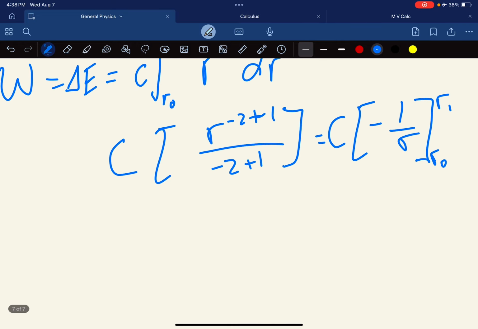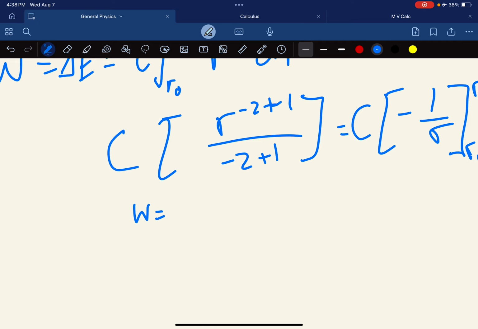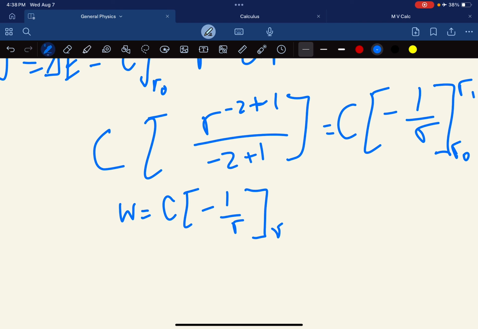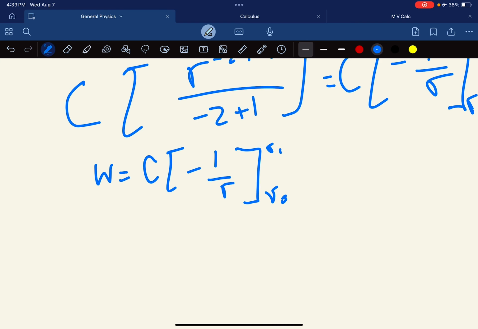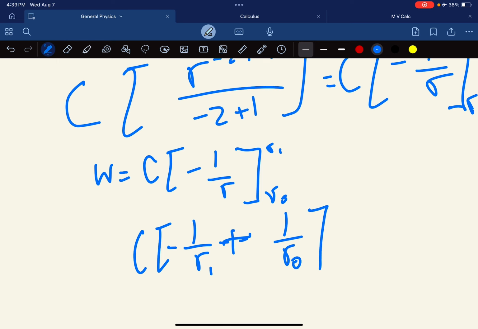So now we can write this all out. Work is equal to C times this integral expression, which is equal to negative 1 over r from these bounds, r naught, r1. So now we could plug these in right here. So we get C times negative 1 over r1, and then minus negative, since the equation for an integral, this becomes a plus, and then we get 1 over r naught, which is all multiplied by this constant.